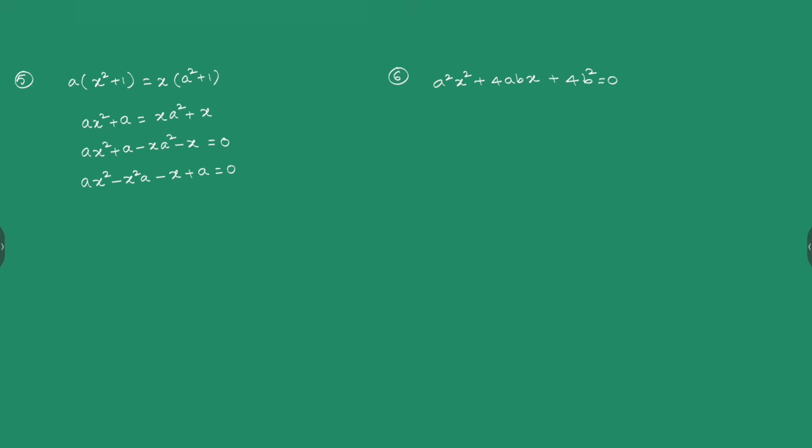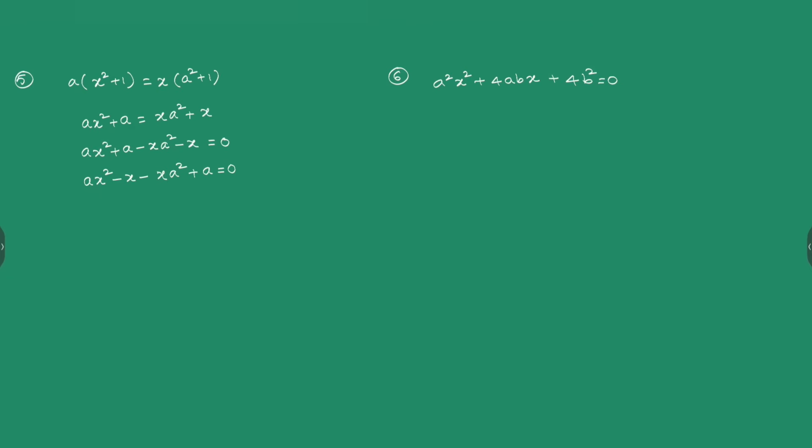I have written a small mistake here. So now ax square minus xa square plus a. Let us write it in standard form. First the x square term should come, that is ax square, correct. The next term should come, minus x minus xa square. Then the constant term should come, plus a is equal to 0.